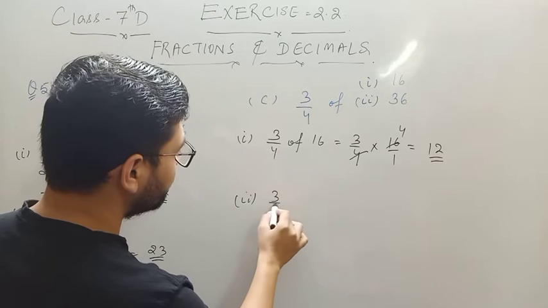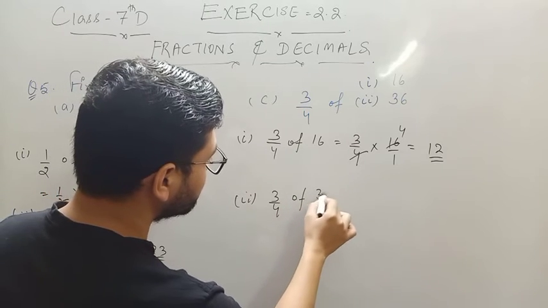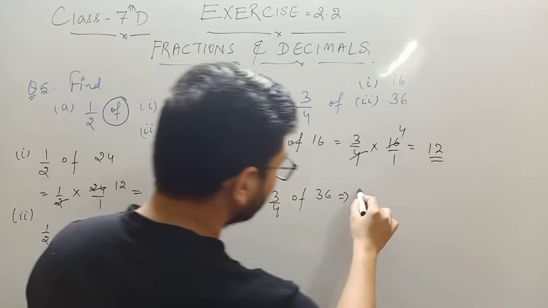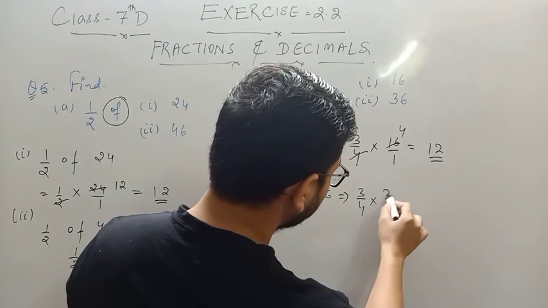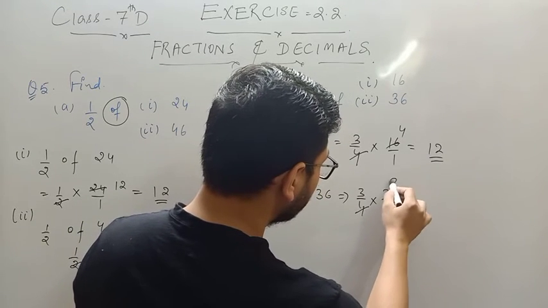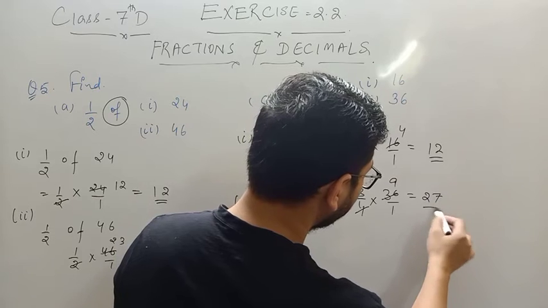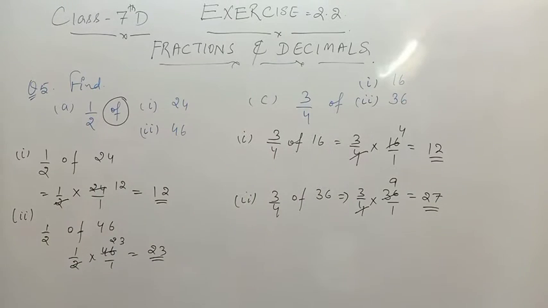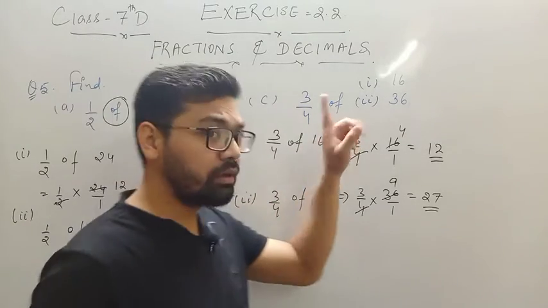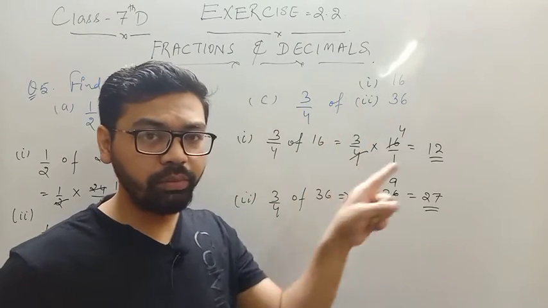Second, 3/4 of 36, that means 3/4 into 36. 4 9s are 36 and 9 3s are 27. Any doubt? This is nothing but the "of" of BODMAS, right?